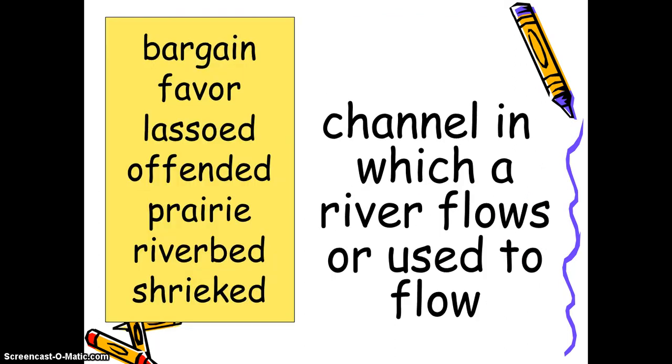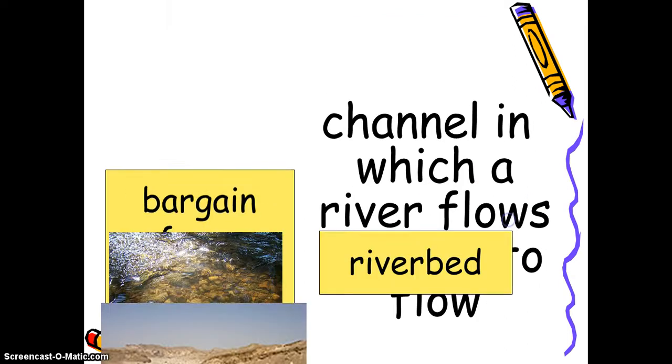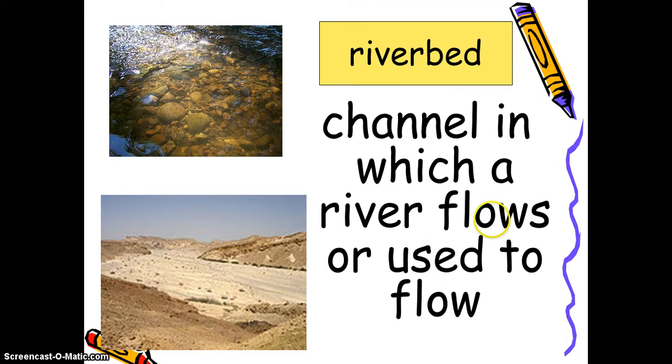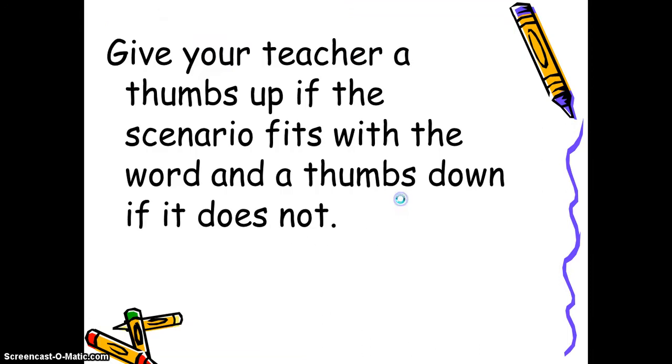A channel in which a river flows or used to flow, we know, is called a riverbed. So in the bottom picture you can see this is where a river used to flow, and in the top picture the river is still flowing.